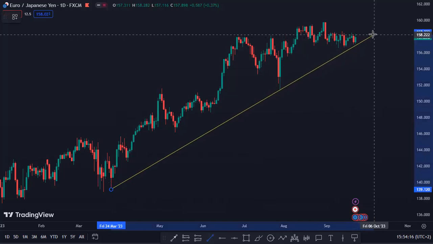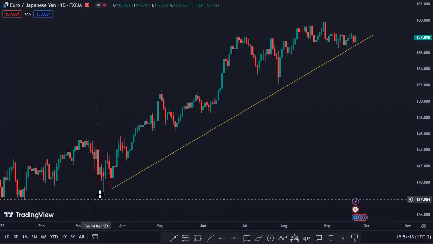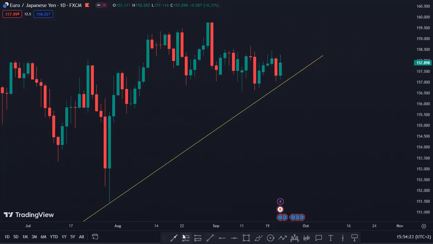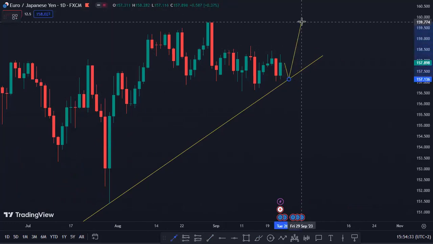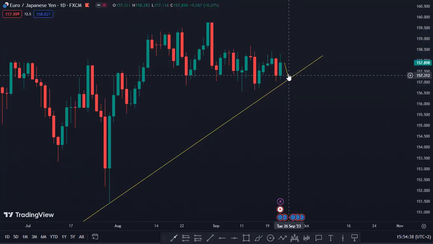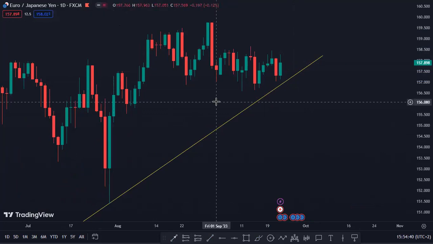So what you're gonna do is just outline this. You can see first touch here, second touch here. We didn't quite get our third touch, so I still anticipate the market to drop just a little bit to the trend line, and then that's when we can start looking for those buying opportunities to ride with this market structure. This is just a daily time frame perspective.